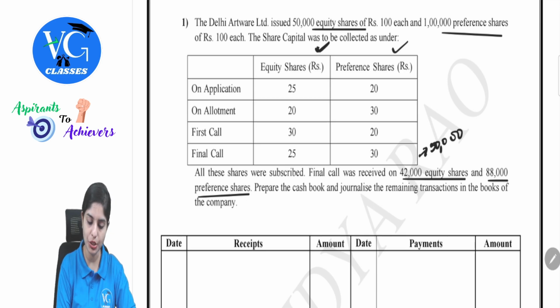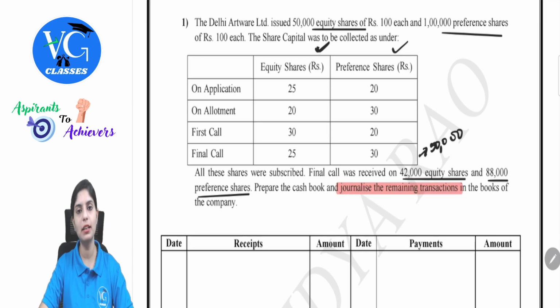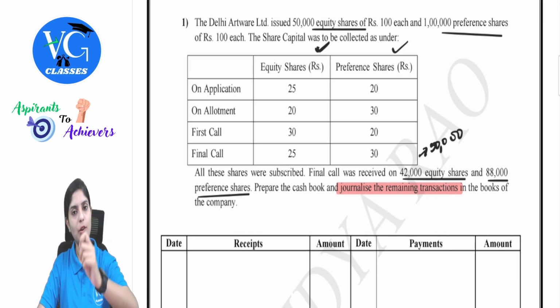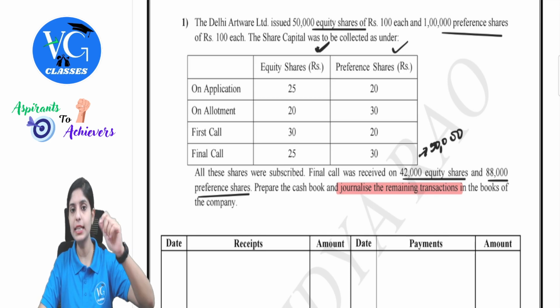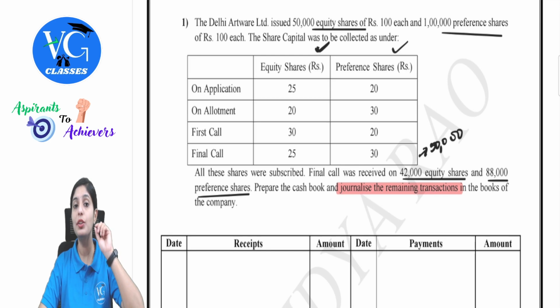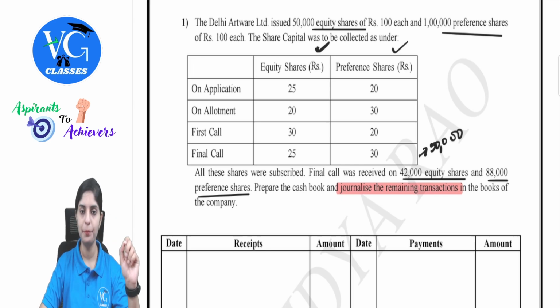So understand the question first properly. First of all they are telling us to prepare a cash book, and then for the remaining transactions, present them in journal. What does this mean? If I recall the entries which need to be passed in installments, when it is received on application, what is the entry? Cash or bank account debit to share application. Now, do you see the cash element involved here, which finds its place in cash book? So this will be recorded in cash book.